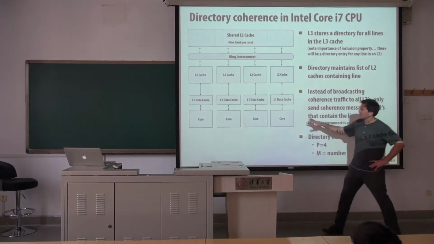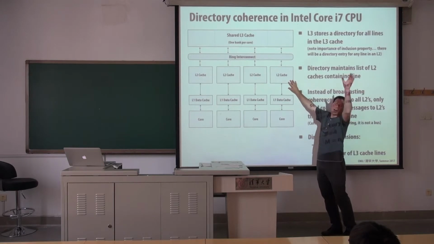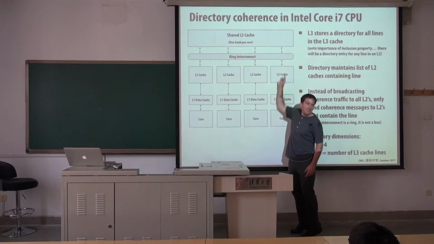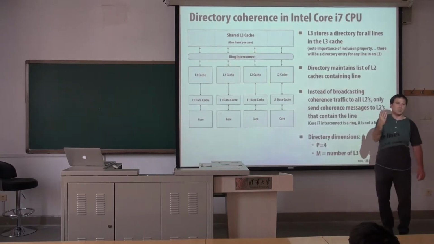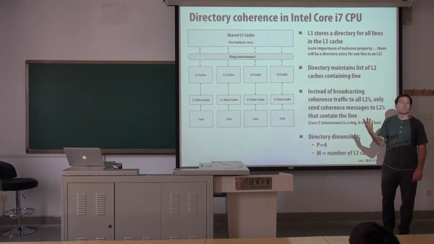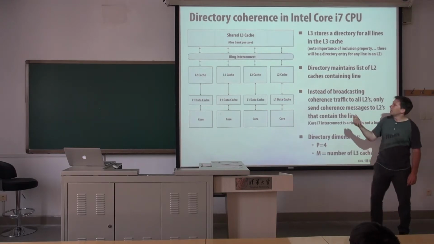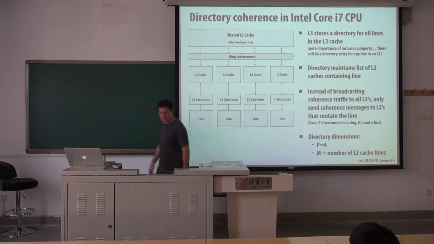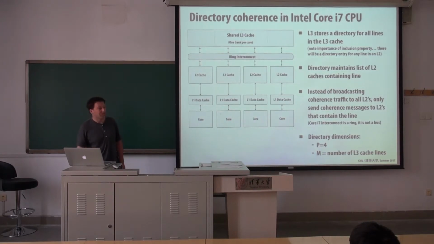So the way it works is, let's say this cache says, I want to write to the data, just like one of the students. It looks up in the L3 directory, and looks up the 4 bits and says, which other processors have the data? And it will send those processors a message. And that's exactly how it works.